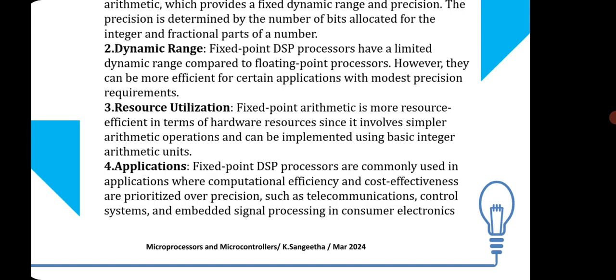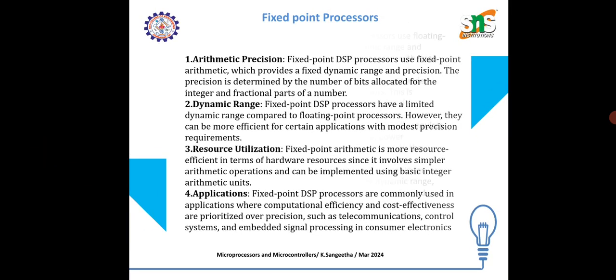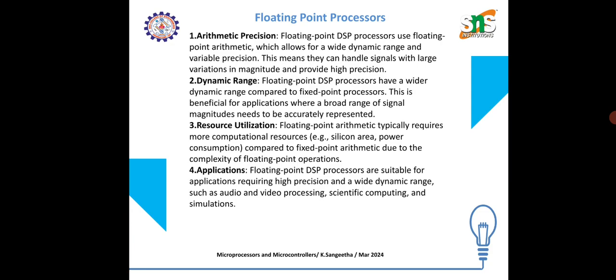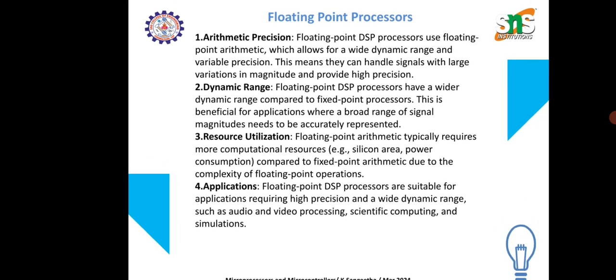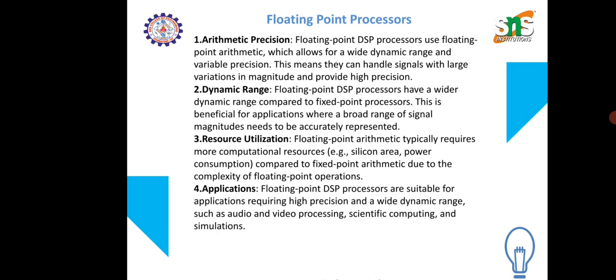In the point of application, these processors are commonly used in applications where computational efficiency and cost effectiveness are prioritized over precision, such as telecommunication, control systems and embedded signal processing in consumer electronics. In the floating point processor, the arithmetic precision allows for a wide dynamic range and variable precision. This means they can handle signals with large variations in magnitude and provide high precision.